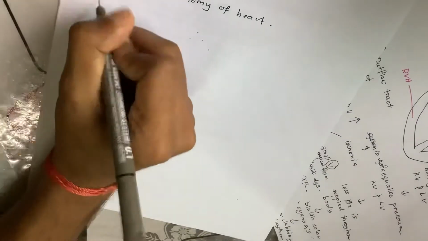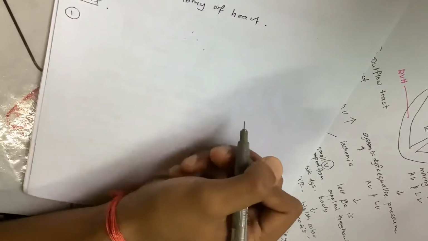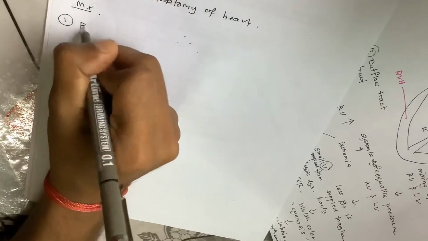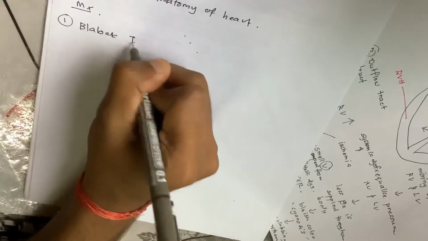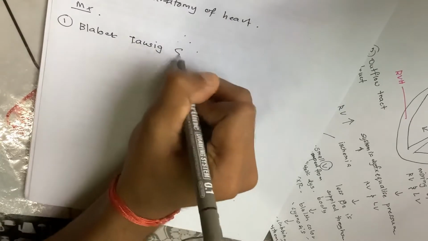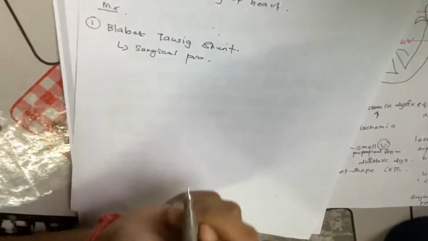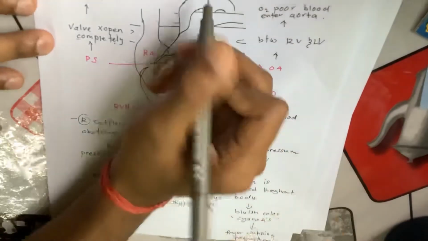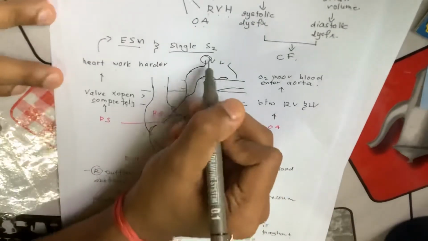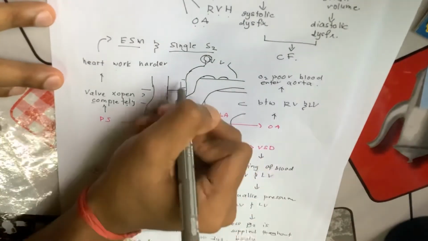Now let's look at the management of tetralogy of Fallot. First, the definitive treatment is the Blalock-Taussig shunt. The Blalock-Taussig shunt is a surgical procedure in which we create an anastomosis from the subclavian artery to the pulmonary artery.